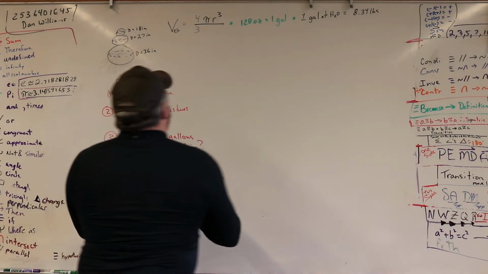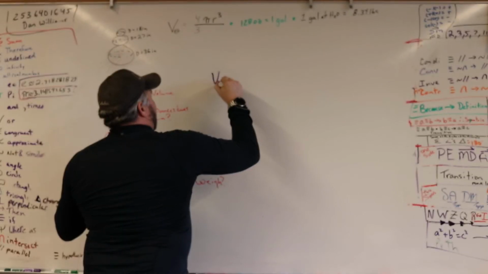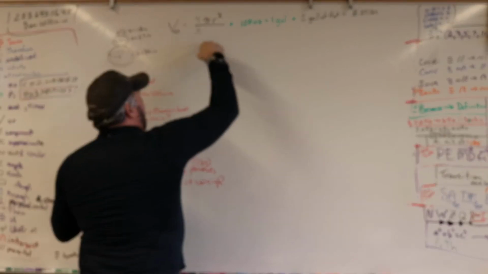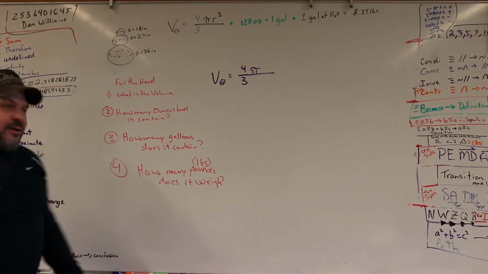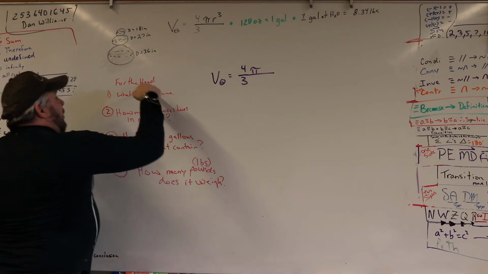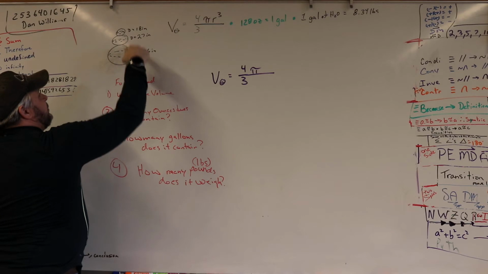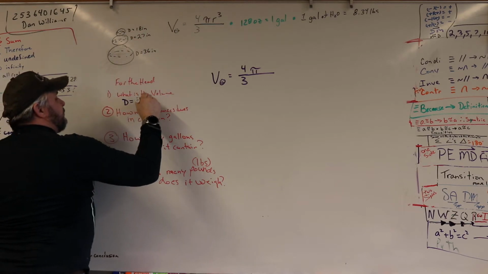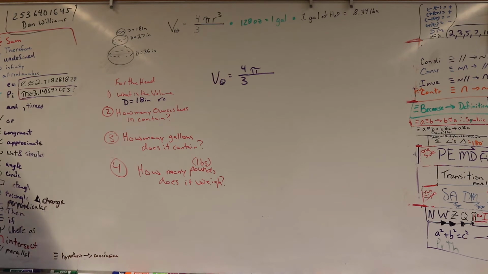The volume of a sphere is equal to 4/3 pi R cubed. We have to figure out our R. What is our R value? For the head, we need to know what R is. If D is equal to 18, then R is equal to what? And how do we know that? What do we know about the radius versus diameter?